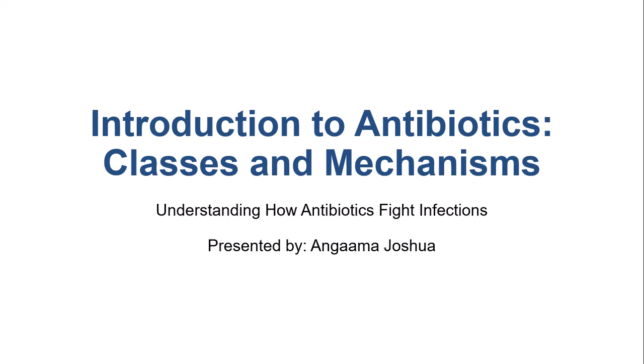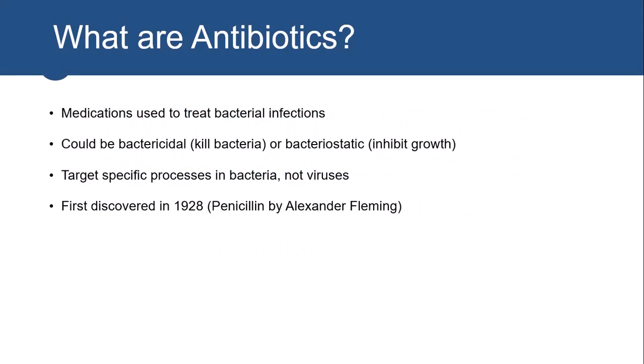Let's get started. So what exactly are antibiotics? Antibiotics are medications used to treat bacterial infections, and they can either kill bacteria, in which case we say bactericidal, or inhibit their growth, or bacteriostatic. It's important to remember that they only work on bacteria and not viruses. Antibiotics were first discovered in 1928 when Alexander Fleming accidentally discovered penicillin, a groundbreaking discovery in medicine.